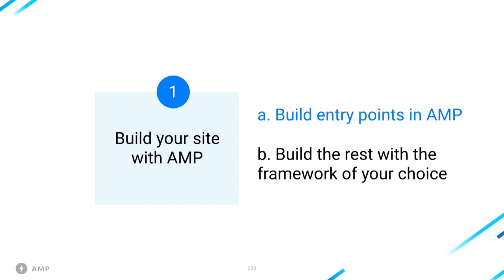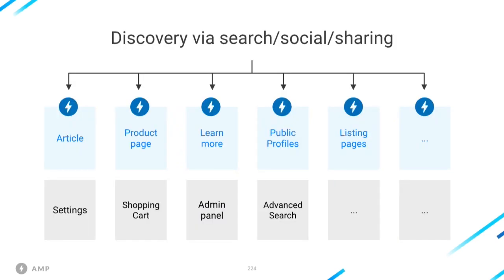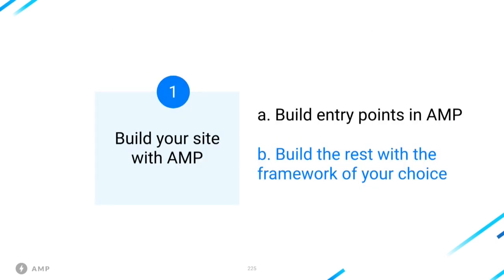Entry points are where you get the biggest speed benefit, where distribution platforms can do clever things to get additional speed benefit. And these pages are essentially articles, product pages, learn more, these sort of entry points that people land on from search, social sharing, those types of distribution platforms. And so once you've done that, basically build the rest of your site with a framework of your choice.